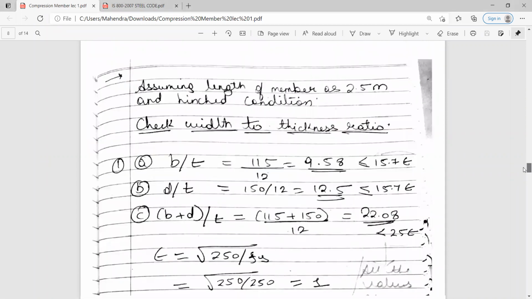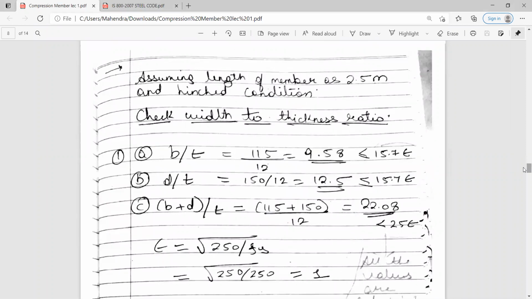So we can assume the length of member as 2.5 meter and it is hinge condition. So we have to assume the condition as hinge, and we are assuming the length of member as 2.5 meter. So first of all we have to check the width to thickness ratio. To check the width to thickness ratio you have 3 formulas. Just now you have to note down all the 3 formulas.